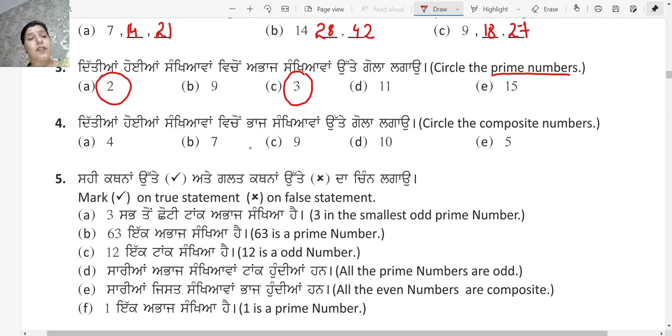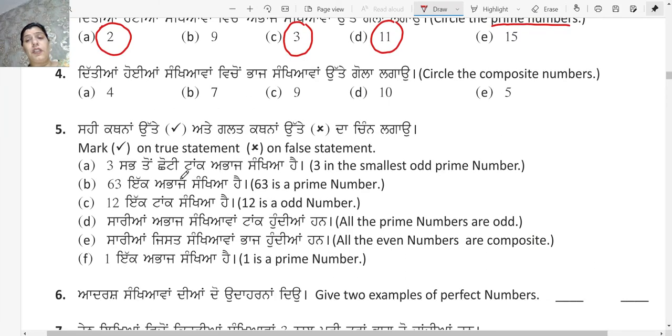Then 11 is also a prime number because it has only two factors, 1 and 11. Then 15. 15 is not a prime number because it is divisible by 3 as well as 5. Apart from 1 and 15, it is divisible by 3 and also by 5, so it is not a prime number. I hope the question is clear to you students. Moving on to question number 4.